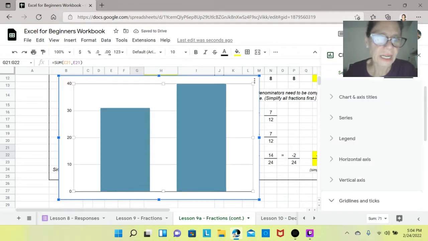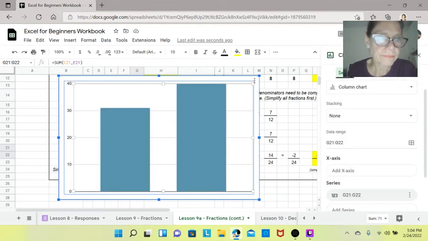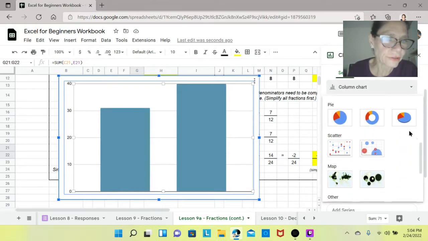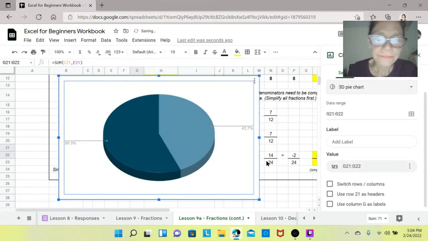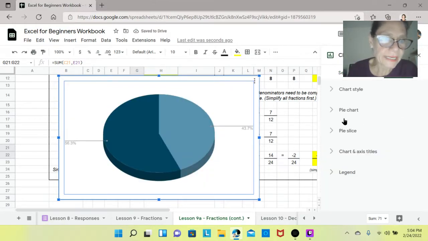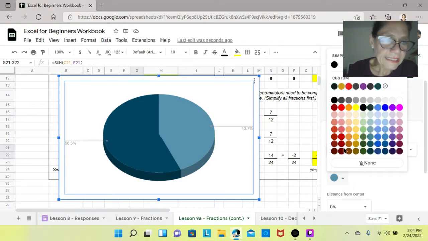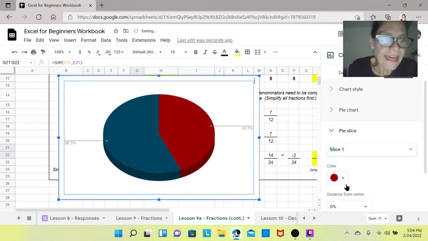So again, I got the column chart, but I want the, what did I do? Setup. Oh, here, set up and customize. So I want the pie chart. I really like the look of the 3D chart. And I want to customize it. You know, I want the pie slice. Here's the percentages. I want the pie slice to be like that, for example.